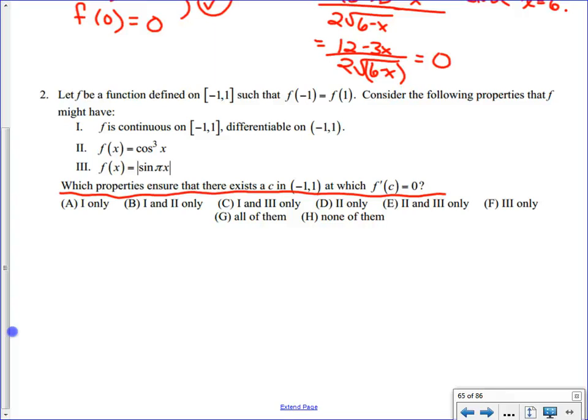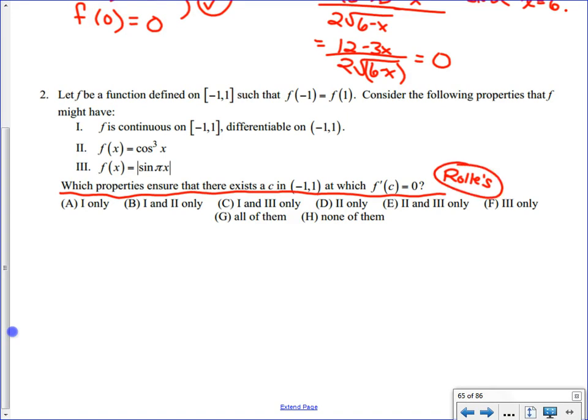Are we proving whether or not these fit these conditions, or just whether or not these properties that could be true of this function help us figure out where the derivative equals 0? Second. Now, if you're looking at this, you might say, uh-oh, I have to start testing. Read the whole problem and say, okay, I can just take this for granted that these are possible candidates for what f is or how f behaves. I need to figure out which properties ensure that there exists a c in -1 to 1 at which f prime of c equals 0. They're actually just asking which of these fit.